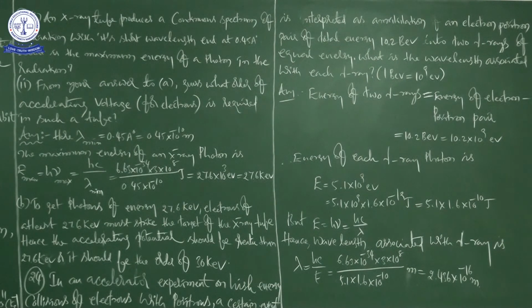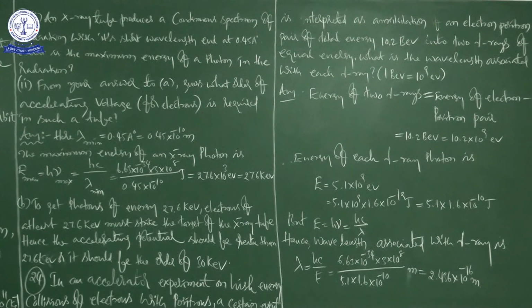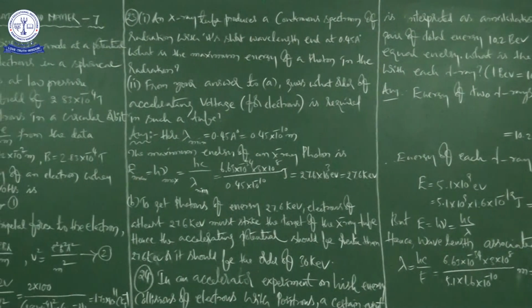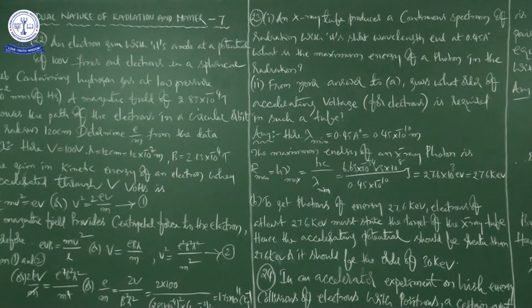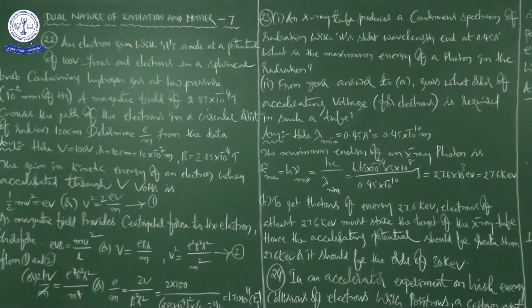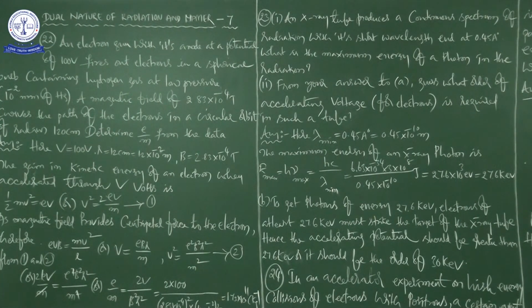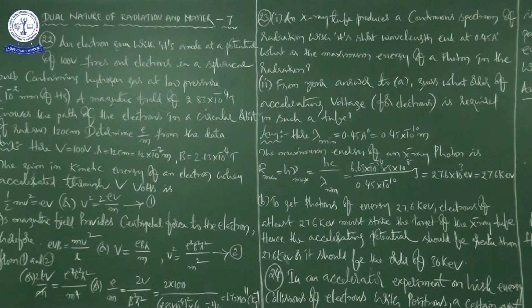Okay, dual nature of radiation and matter. In this class we discussed 3 problems, 22, 23 and 24. In the 22nd problem we calculated the E by M value based on the given data. They have given the potential difference, the radius of the circular orbit, and a magnetic field of 2.83 into 10 to the power of minus 4 Tesla.